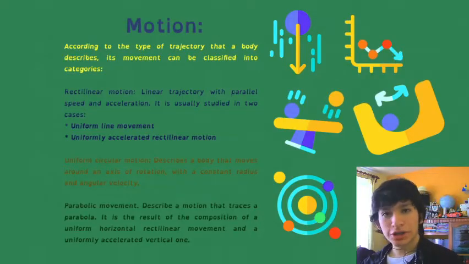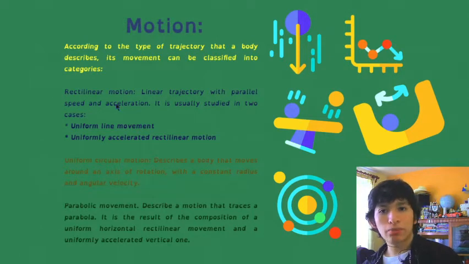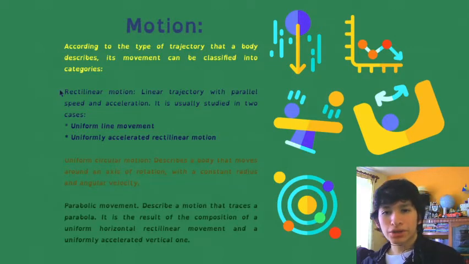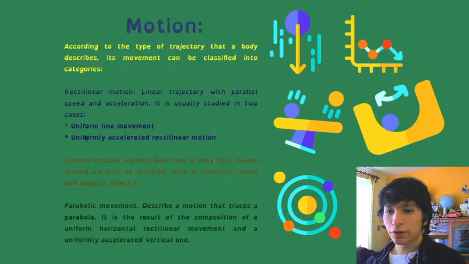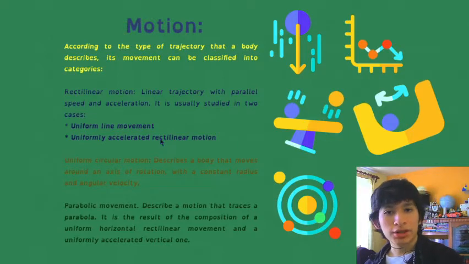Motion, as we saw previously, according to the type of trajectory that a body describes, its movement can be classified. Rectilinear motion, linear trajectory with parallel speed and acceleration. It is usually studied in two cases. Uniform rectilinear movement describes a body that has constant velocity but zero acceleration, and uniformly accelerated rectilinear motion describes a body that has a constant acceleration.